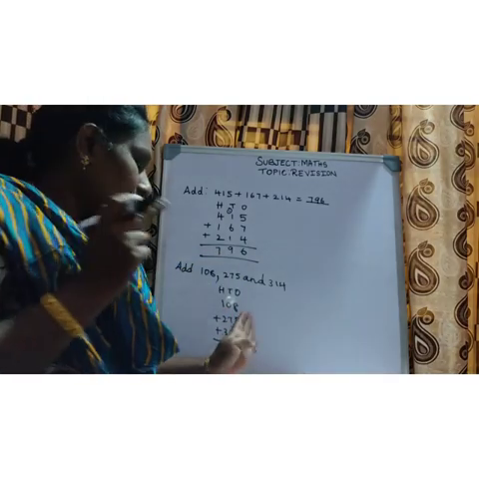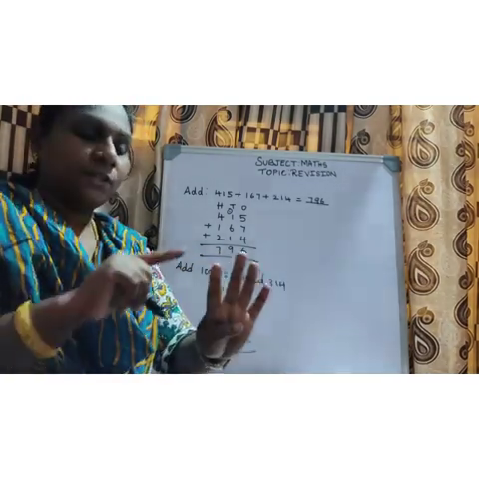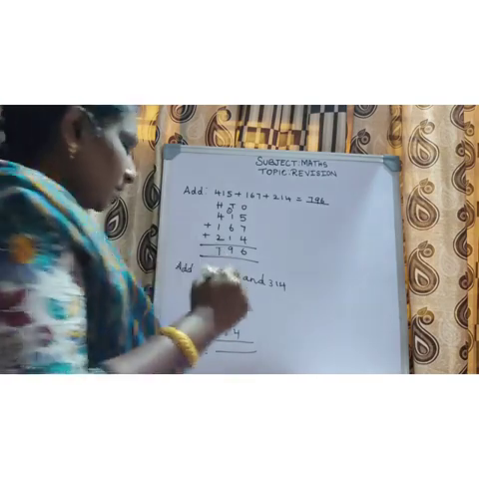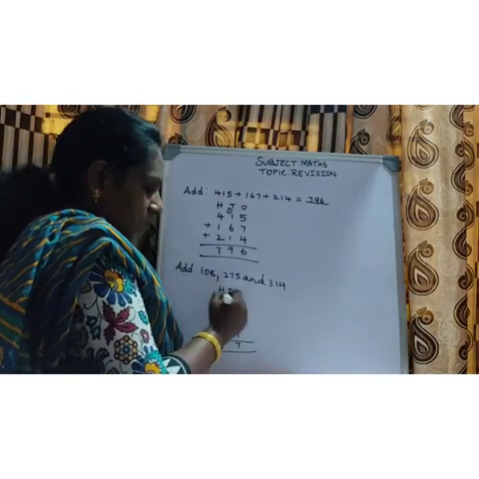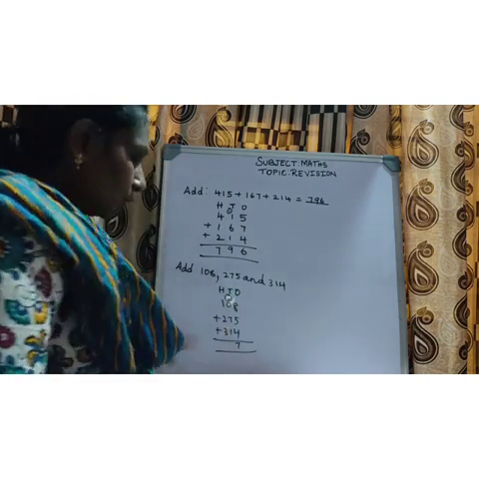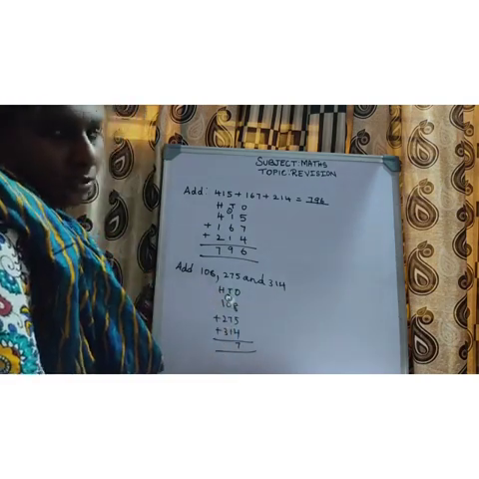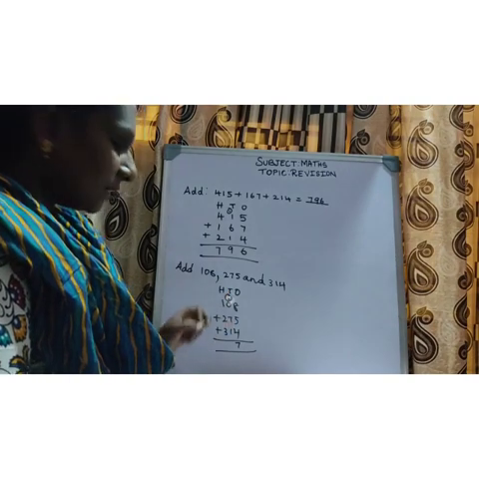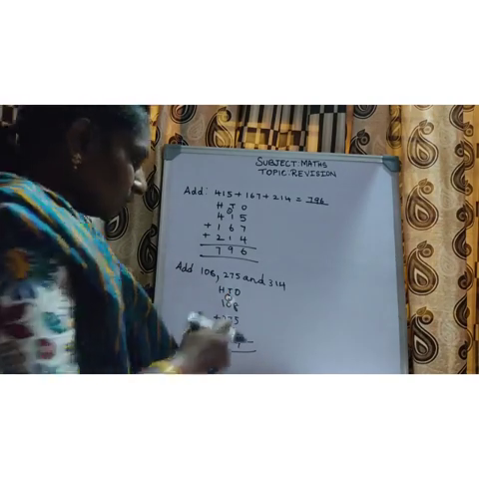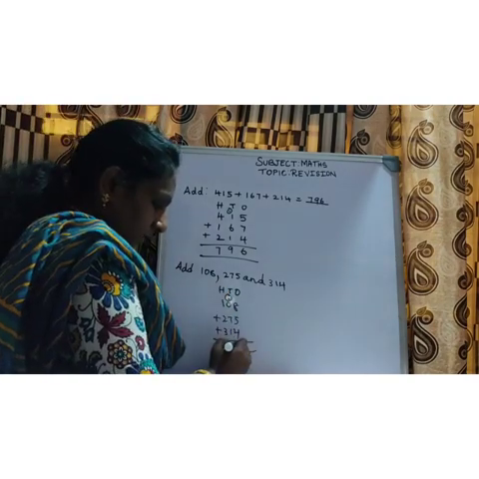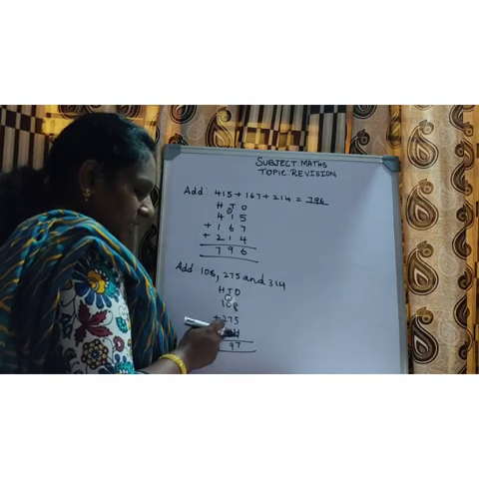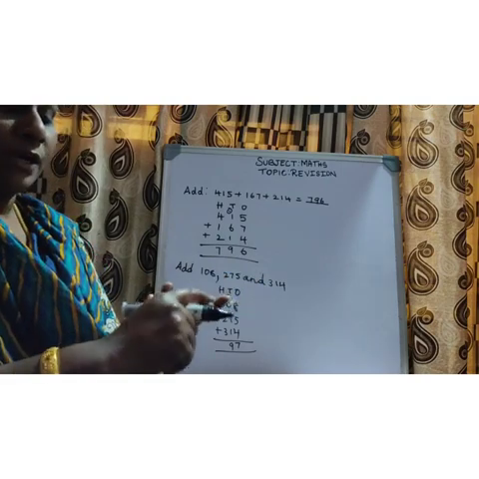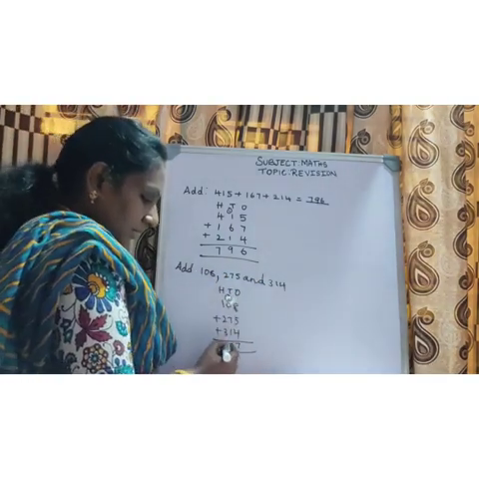So 13 in your mind, 4 show it in your finger. After 13, 14, 15, 16, 17. So 17, 1 I am writing here, and 1 I am taking to the next place, the carry over. So 1 plus 0 is just 1. Now 1 plus 7 is 8. 8 plus 1 is 9. So write here 9. Okay. So 1 plus 2 is 3. 3 plus 3 is 4, 5, 6. So you can write here 6.